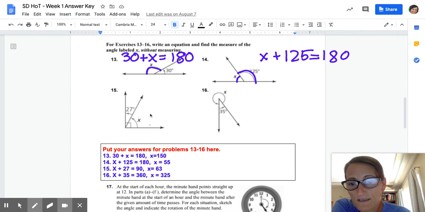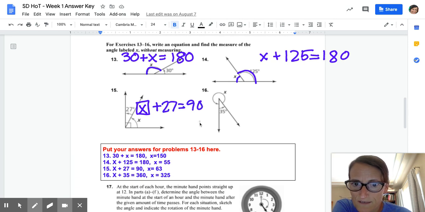Now for number 15, it's not going all the way flat, it's just making a right angle together here. So that would be this unknown amount, this mystery x, plus 27 degrees together is 90 degrees. So if you subtract off that 27, you're left with 63.